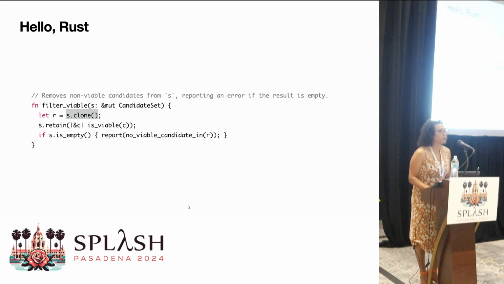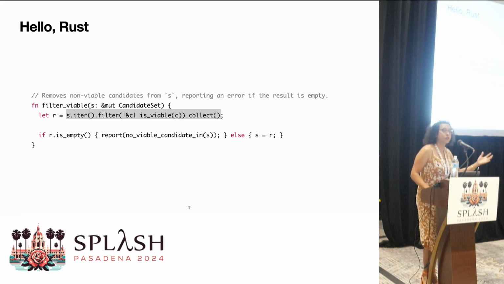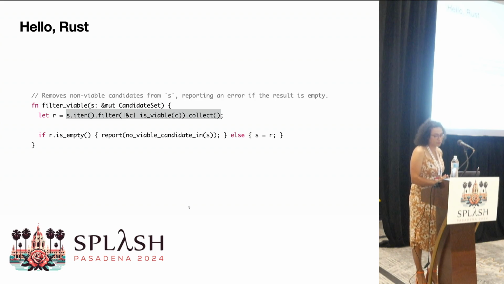So a better way to write this function would be to write it like that. Now I'm doing a filter that will just extract the candidates that I'm interested in and copy them. And then I will gather all of these different candidates into a different set, and then I can report if something goes wrong. So this function is just better than the previous one.